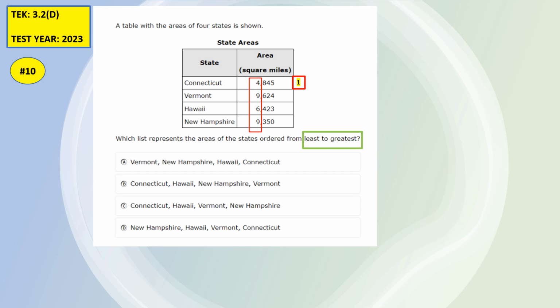Now that we have the smallest number, the last 3 numbers that are left, we're going to look for the next smallest number, which is a 6. And I'll put a 2 next to that one.